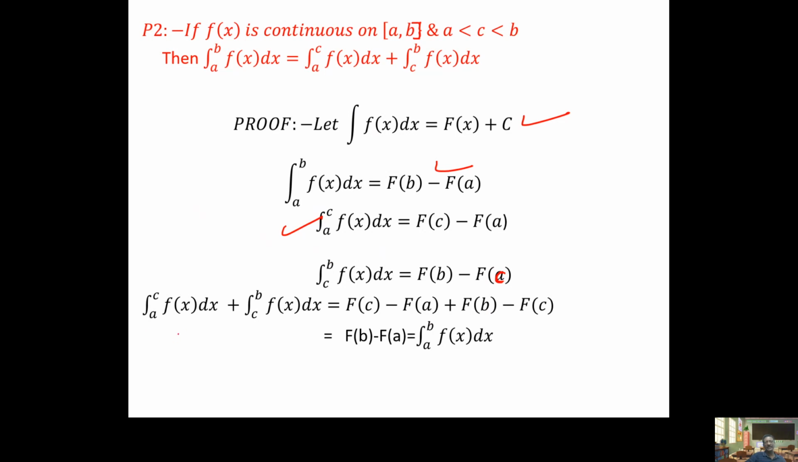So the integral from a to c of f(x) dx plus the integral from c to b of f(x) dx is equal to F of c minus F of a plus F of b minus F of c. So what are you getting? Plus F of c and minus F of c cancel. You are getting F of b minus F of a. That is the integral from a to b of f(x) dx.